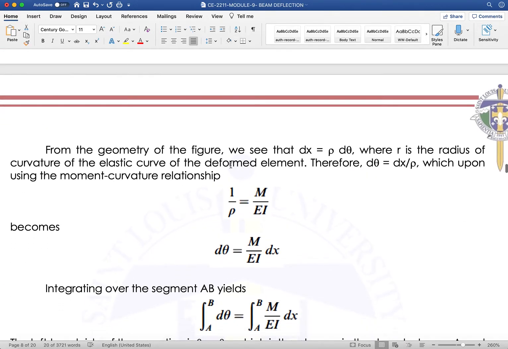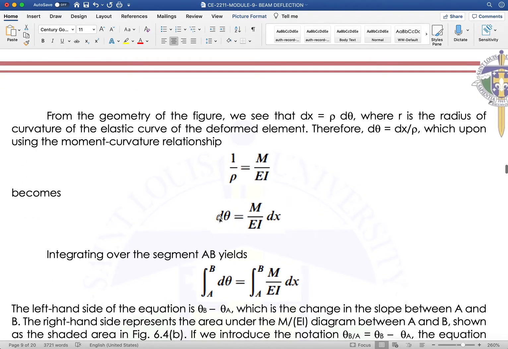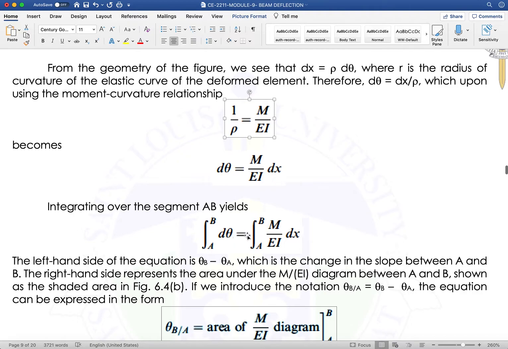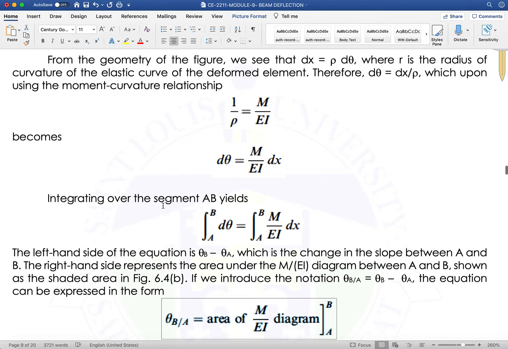From the geometry in the figure, we see that dx is equivalent to rho d theta, where rho is the radius of curvature of the elastic curve of the deformed element. Therefore, d theta is equivalent to dx over rho, upon which, using the moment curvature relationship, 1 over rho is equivalent to M over EI. D theta therefore is equivalent to M over EI dx. So the integral of d theta is equivalent to the integral of M over EI dx from A to B.